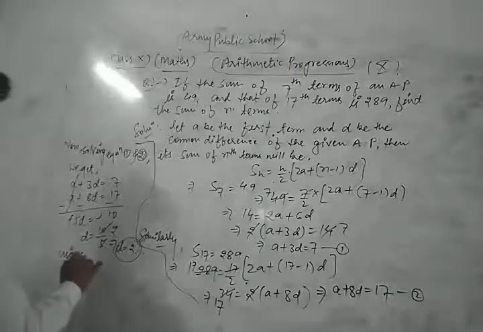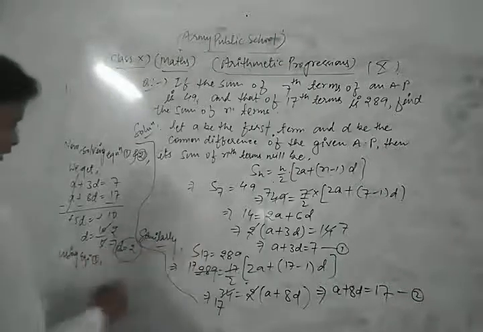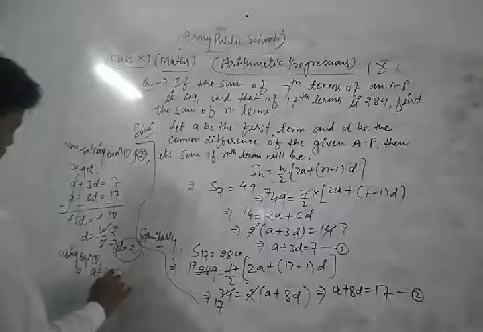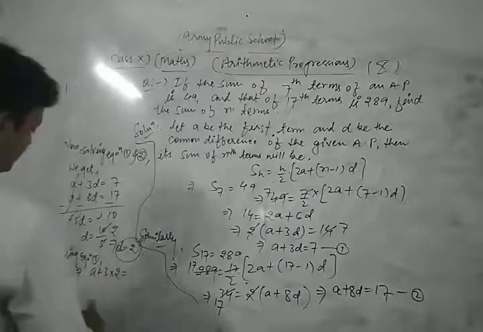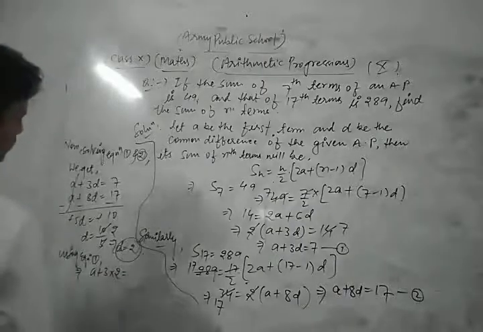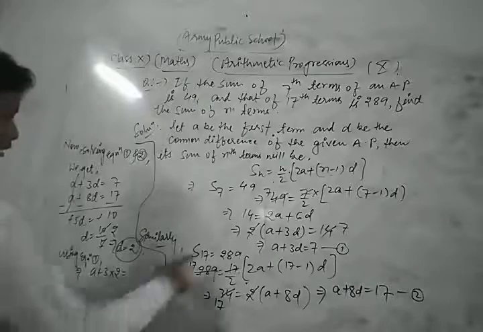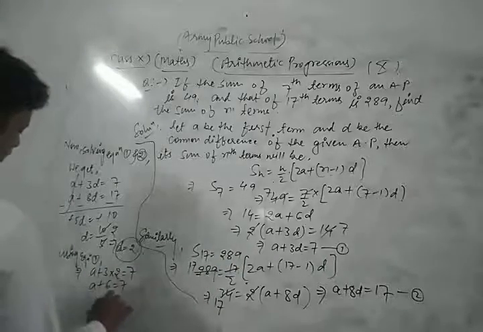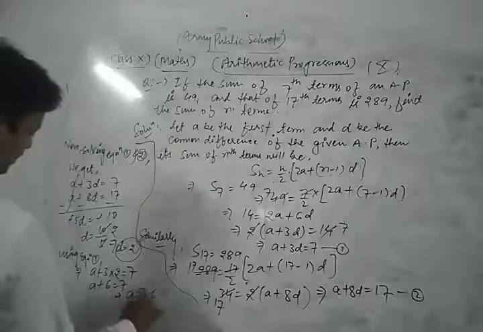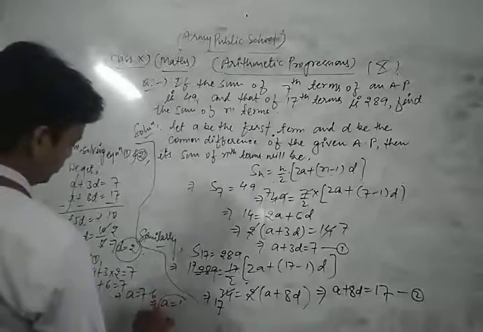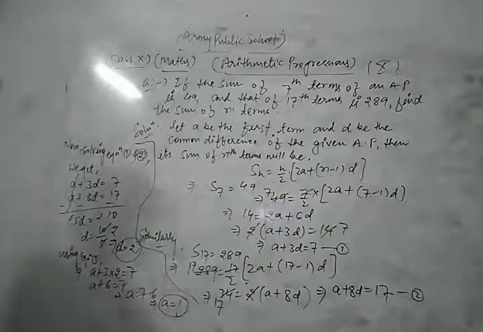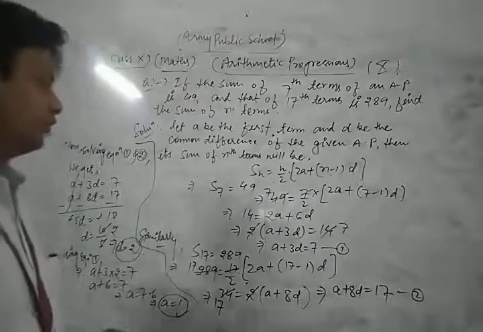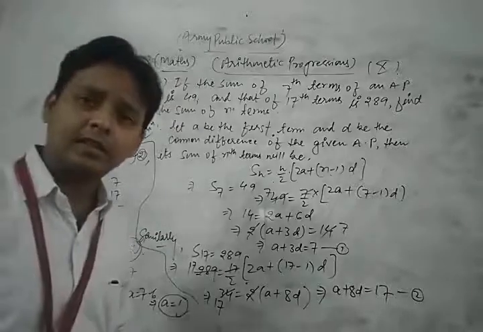Now using equation 1, let's see, a plus 3d, so a plus 3 into 2 is equal to what? 7. Okay, so a plus 6 is equal to 7, that is a is equal to 7 minus 6, that is a is equal to 1. So in this way we find both the values of a as well as d.